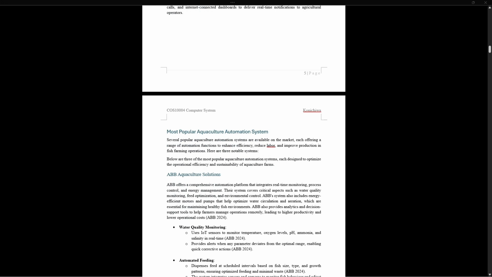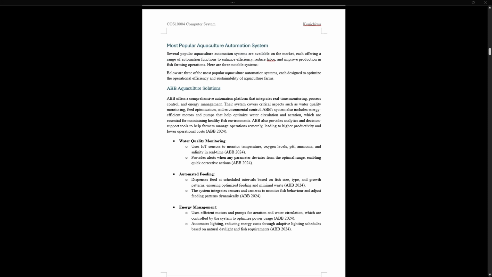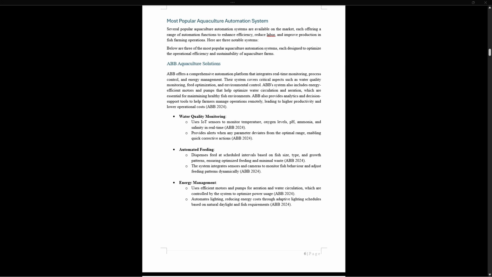Next, we have the most popular aquaculture automation systems. These are the systems on the market. Here are the examples. The first one is ABB Aquaculture Solutions. ABB integrates water quality monitoring, automated feeding, and energy management into a real-time system that improves productivity and cuts costs. IoT sensors enable remote monitoring and precise control.